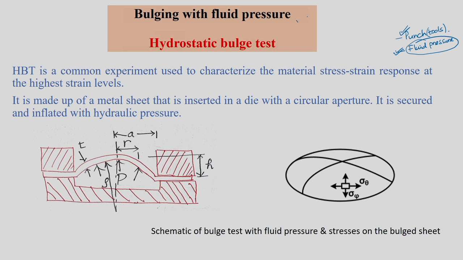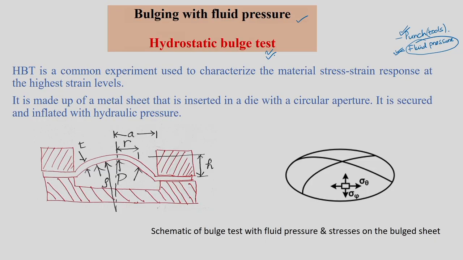The first heading is bulging with fluid pressure, and this can also be called the hydrostatic bulge test. In short, they call it HBT. Like the uniaxial tension test, UAT, similarly we can say hydrostatic bulge test. This is nothing but bulging of a sheet with the help of fluid pressure. If you use it as an experimental method to characterize the sheet properties, then this becomes the hydrostatic bulge test. Otherwise, bulging with fluid pressure is a method to deform a sheet, and you can make any component shape with that. We can also characterize the sheet with the help of the hydrostatic bulge test, like the uniaxial tension test we have.